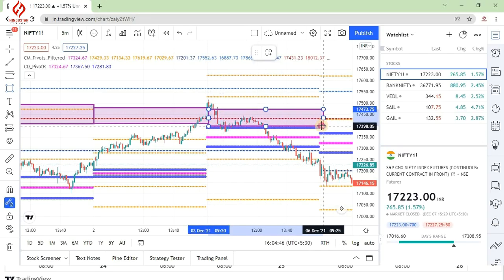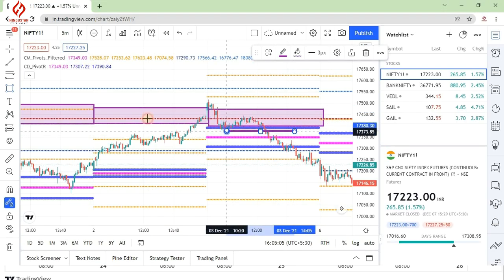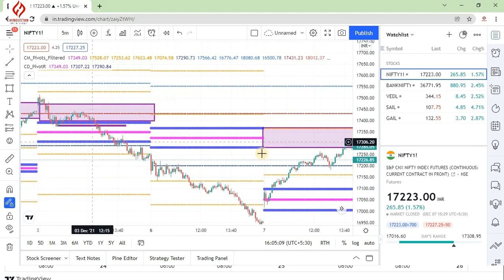So how can you take a trade? When there is a virgin CPR, right? So suppose you have taken a short trade here, you just keep your stop loss above this virgin CPR. And moreover, this is the fifth or sixth day, so it is not that much powerful. So that is how you can take a trade based on virgin CPR.